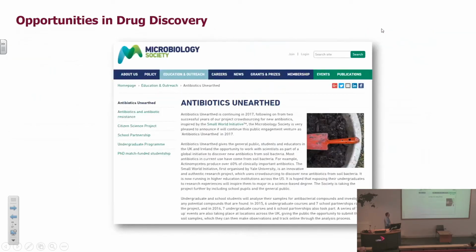Oh, and I must mention this one as well. This is Antibiotics on Earth from the Microbiology Society. So this is basically looking at soil and trying to engage the public with that. As I said before, soil is the place where most of the antibiotics that we use today have been identified from.